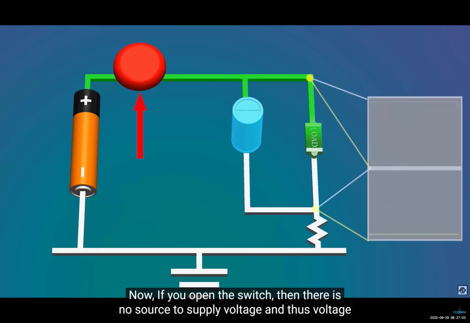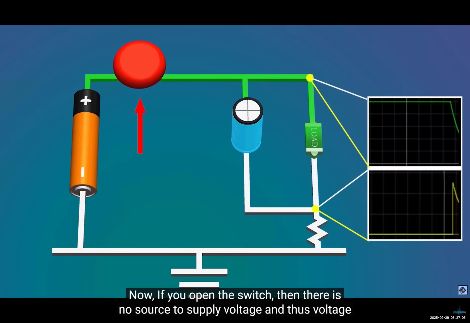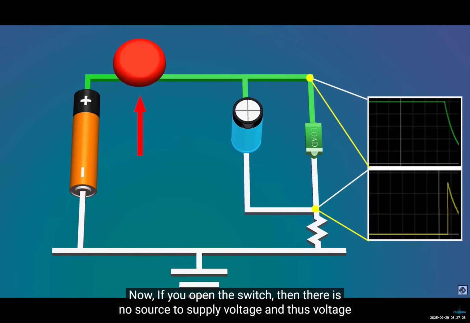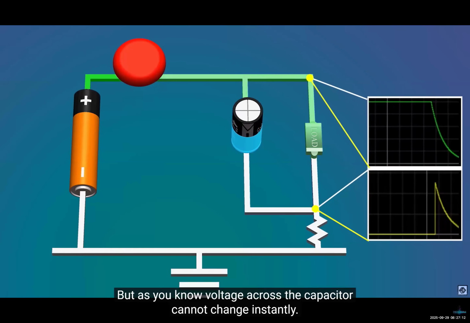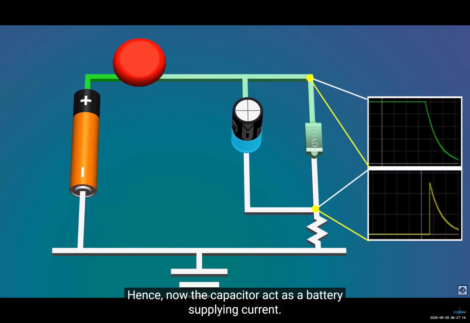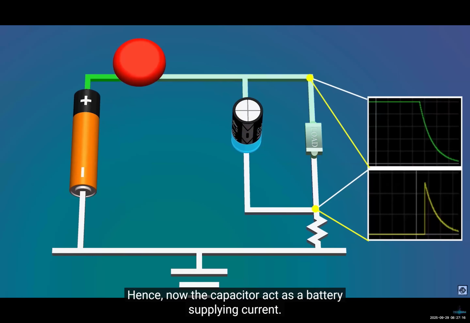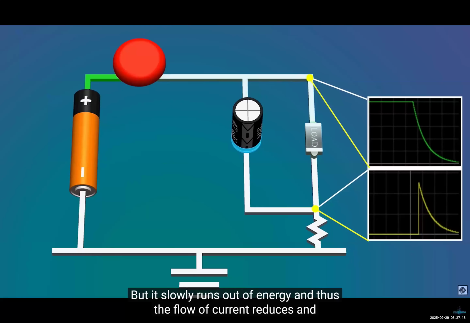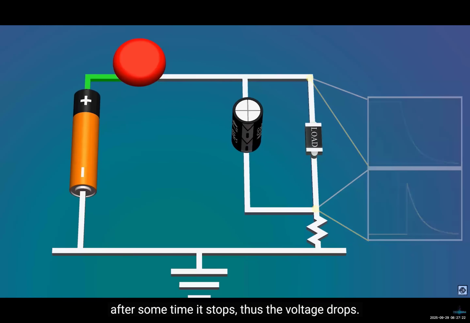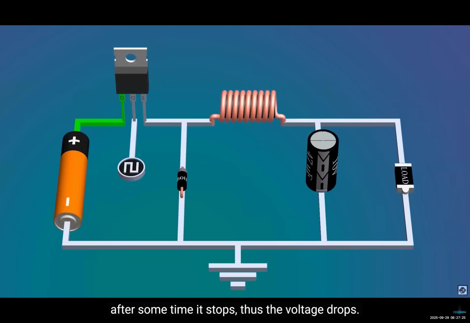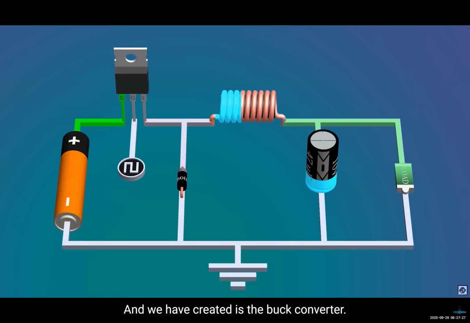Now, if you open the switch, then there is no source to supply voltage and thus voltage starts falling. But as you know, voltage across the capacitor cannot change instantly. Hence, now the capacitor acts as a battery supplying current, but it slowly runs out of energy and thus the flow of current reduces, and after some time it stops, thus the voltage drops. And we have created the buck converter.